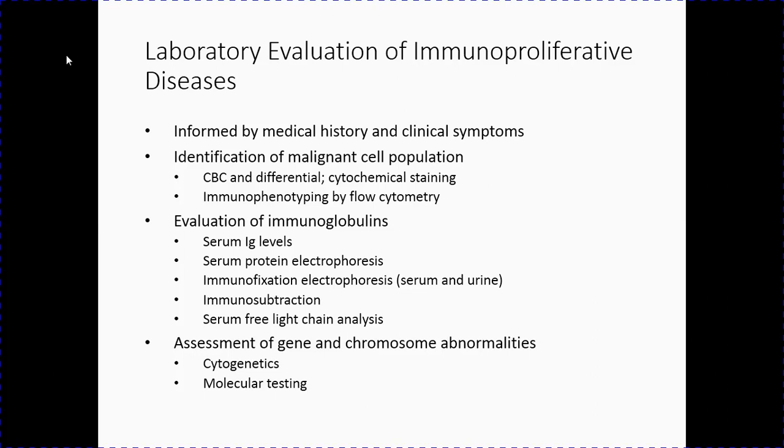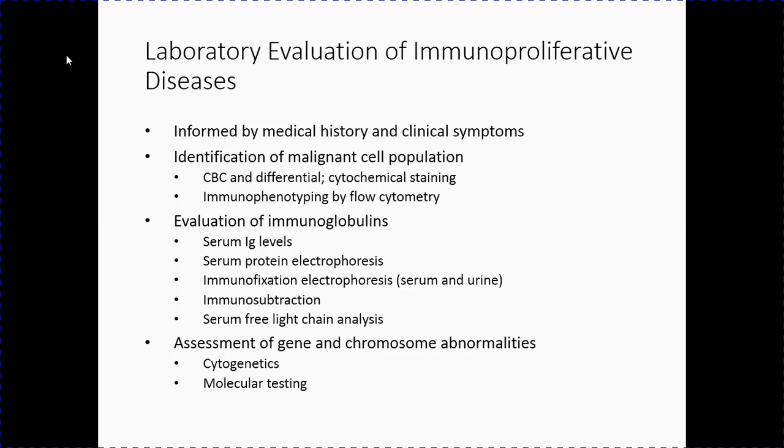We start off simple. We go with a CBC, we go with a diff, we go with some cytochemical stains. We're going to be able to identify, is it a disease with pancytopenia or not, pancytopenia or anemia, some combination of changes within the bone marrow.